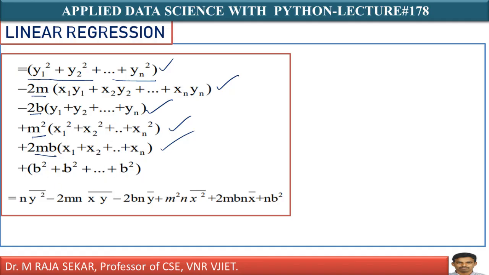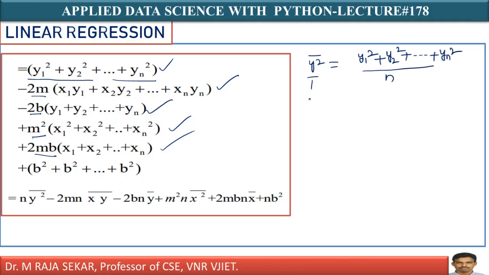Now, here we must understand. Let me say this is y square whole bar. What does it mean? Generally, we know x bar means x1 plus x2 plus xn by n. In a similar manner, y square bar means what? Let me write y1 square plus y2 square plus so on yn square by n.